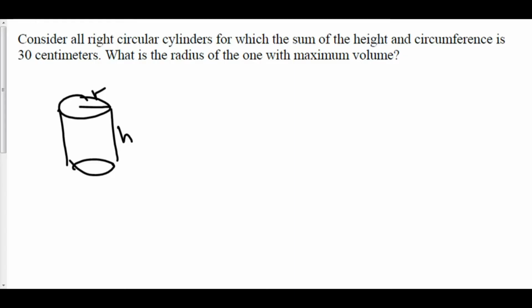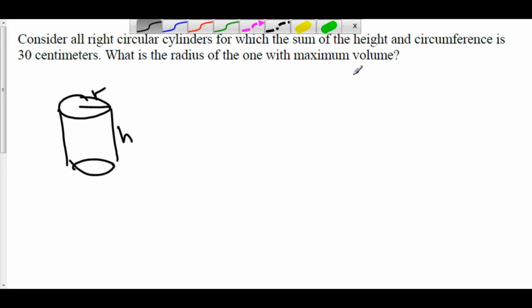Consider all right circular cylinders for which the sum of the height and circumference is 30 centimeters. What is the radius of the one with maximum volume? The minute you see the word maximum in here, think to yourself, optimization. We want to optimize the volume. We want to find the maximum volume.